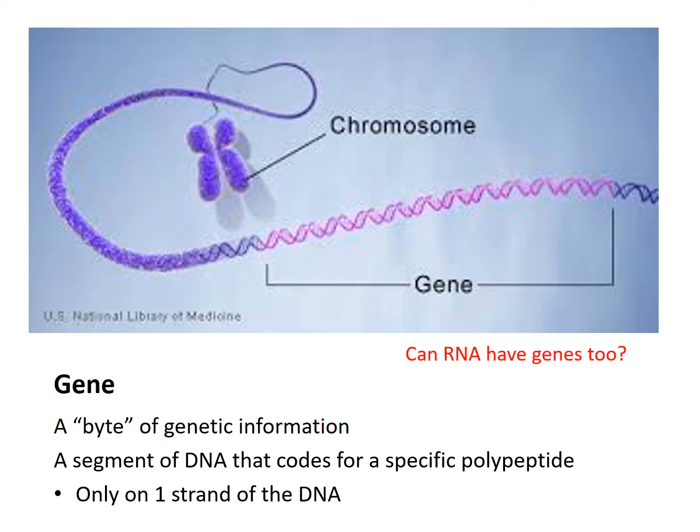Can RNA have genes too? Yes, of course. So RNAs also contain genes, but in this case it would be the sequence of A's, U's, C's, and G's that transmit the information. Just like the order of letters in a word tell you the meaning of the word, the order of the nitrogenous bases in the nucleic acid molecule transmits information about the polypeptide that should be encoded by that gene.